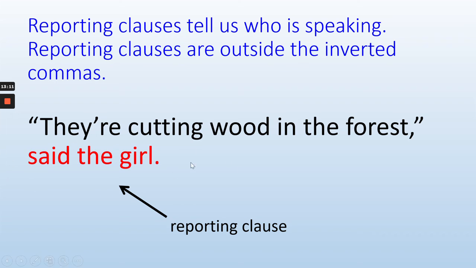Fantastic. "Said the girl" is the reporting clause. It's telling us who's spoken and it's outside the inverted commas. "They're cutting wood in the forest," said the girl. The girl is speaking.